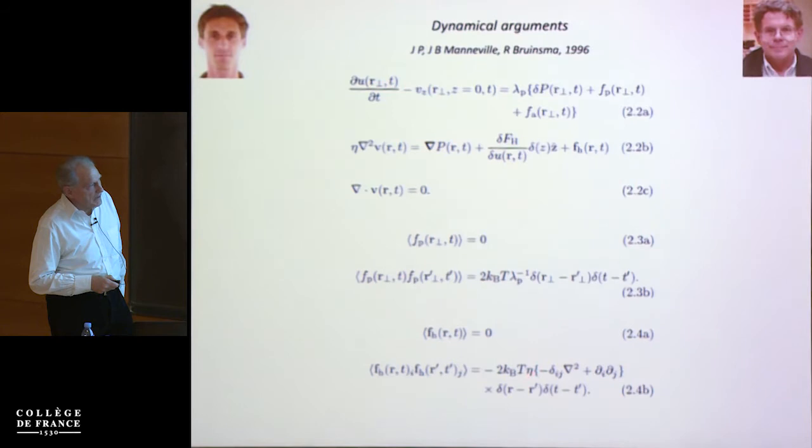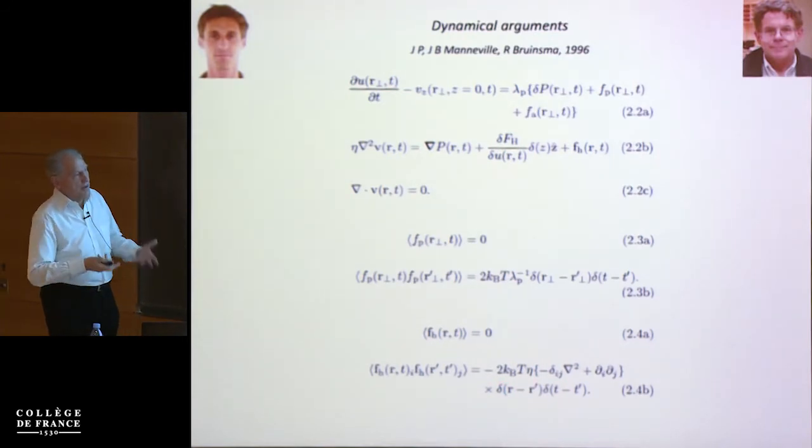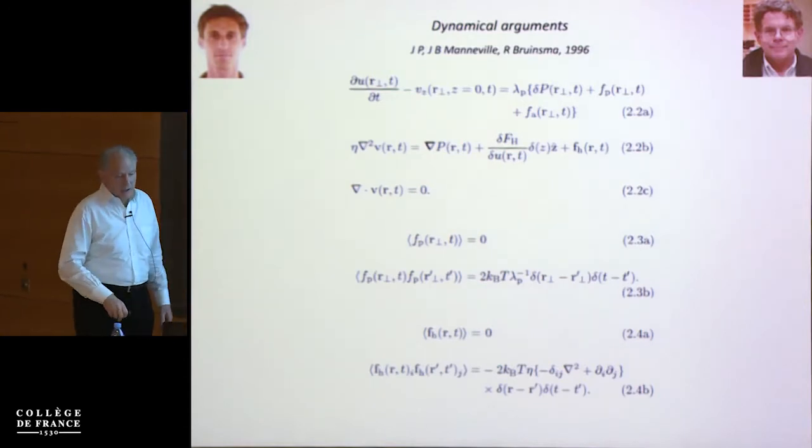correspondence with the bead, the friction now is eta Laplacian. So eta grad square is friction. And for the rest, it's just the same thing. But now it's a delta function. It's local in the three-dimensional world now in the fluid.